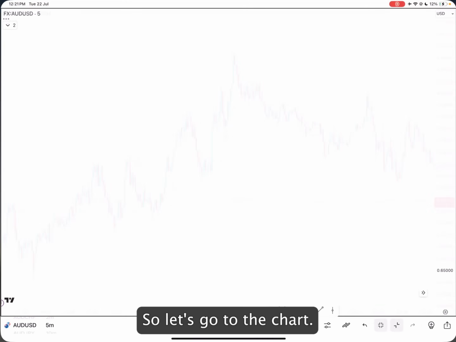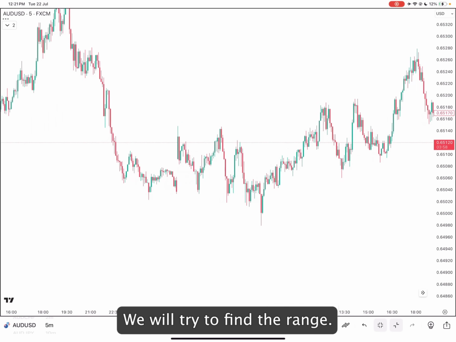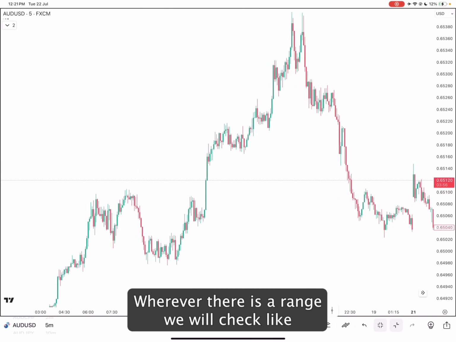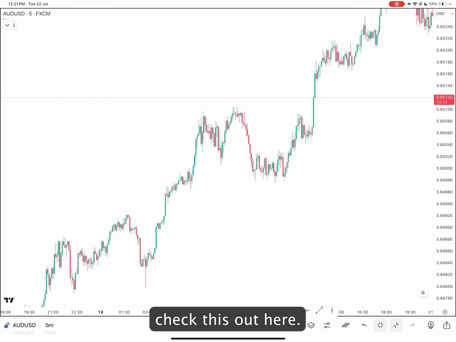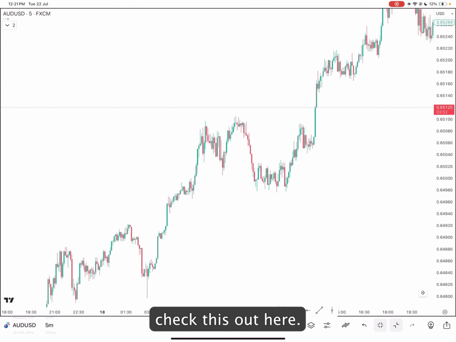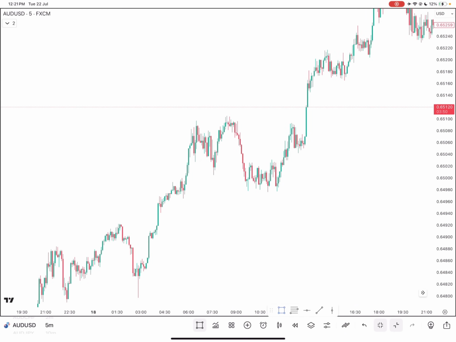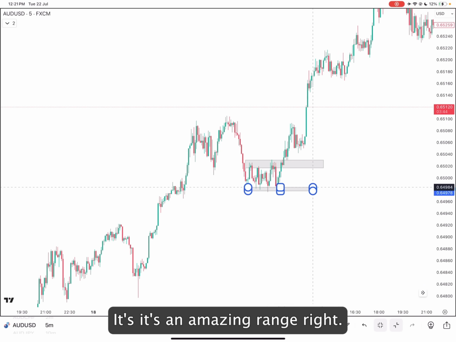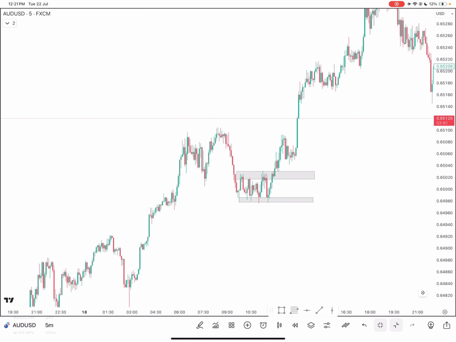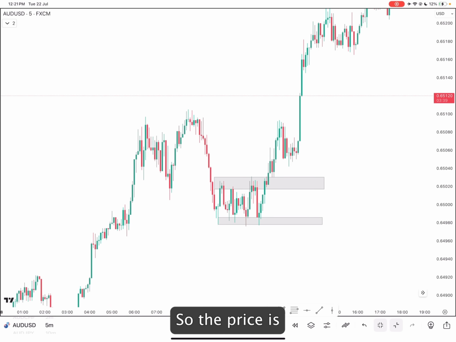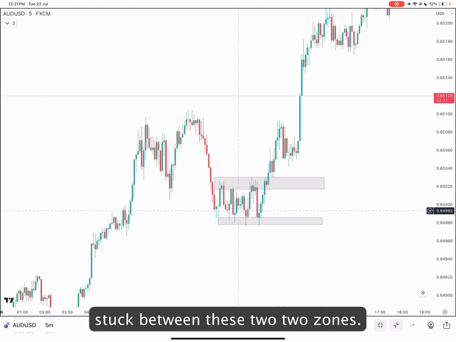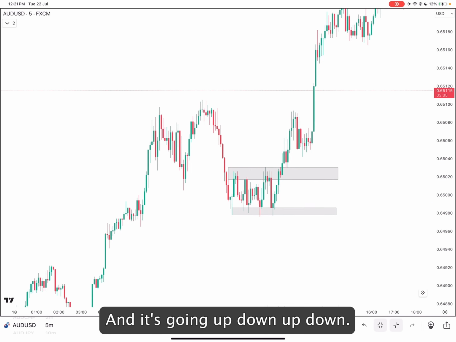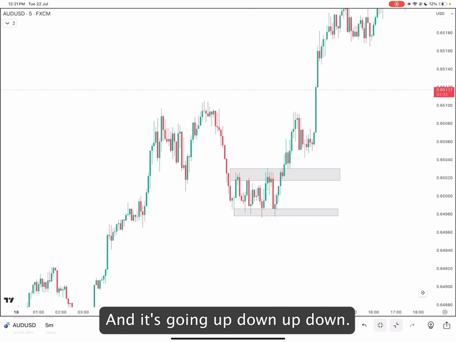So let's go to the chart. We'll try to find the range. Wherever there is a range, we'll check. Check this out, here. It's an amazing range, right? So the price is stuck between these two zones, and it's going up, down, up, down.